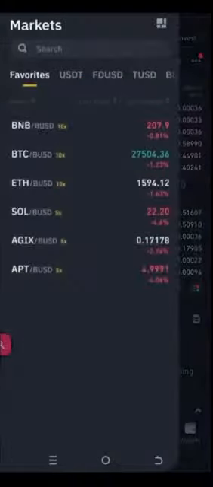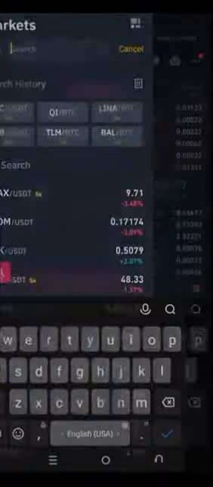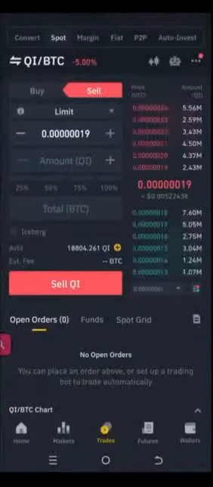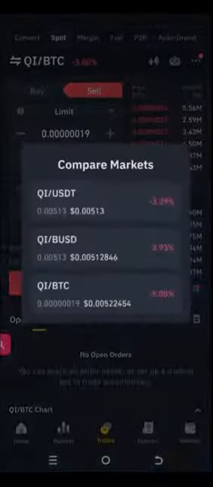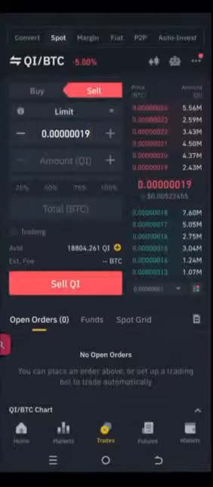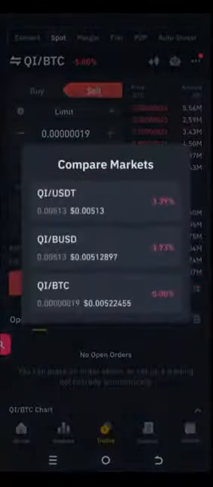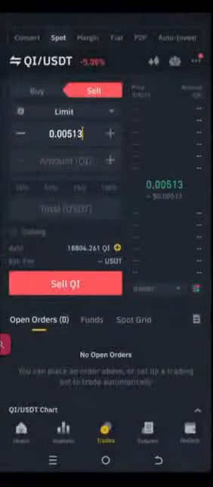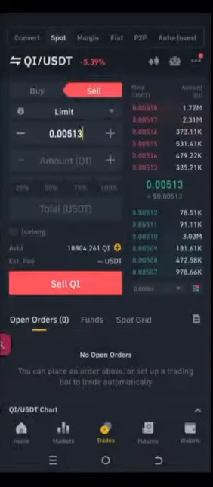Normally, we'll set a sell limit, and that's all we're going to do. So let's go and check. Oh no, this is QI BTC. Let's go back to QI USDT. So we're going to set a sell limit and just wait for it to execute. We don't know how long this is going to take, a couple of days, a couple of hours.